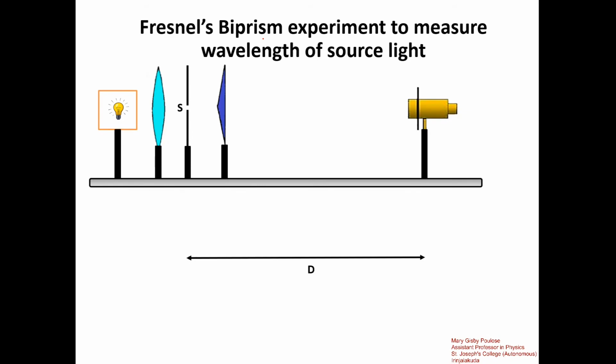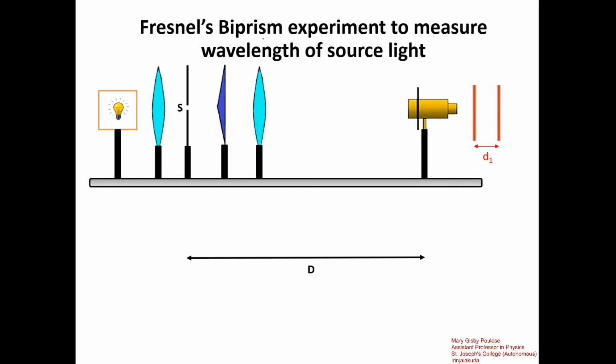Now, in the second part of the experiment, we are going to calculate the value of small d. We are going to calculate the distance between the two virtual sources. For that, we make use of the second lens. Initially, this lens is placed near the biprism, and when it is adjusted to and fro near the biprism, we get two slits in the eyepiece, and this image is magnified.